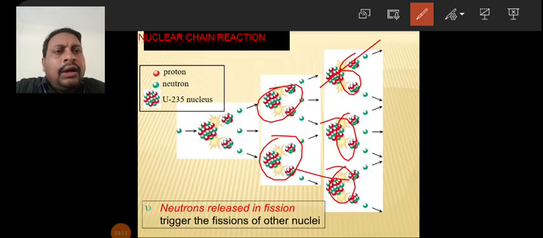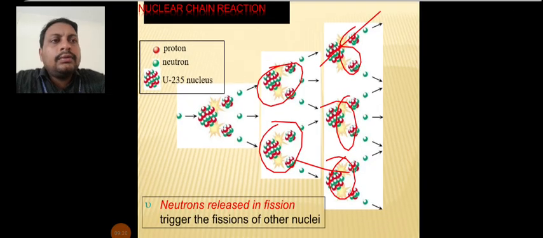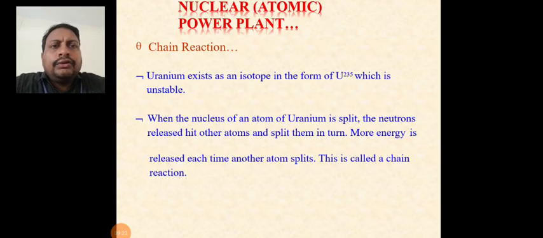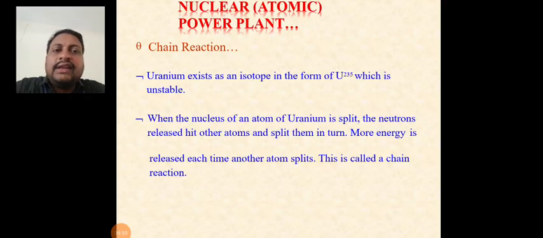Due to the collision and the bombarding, a large amount of heat is generated in the nuclear reactor. In the nuclear reaction, uranium exists as the isotope U-235, which is unstable. When the nucleus of a uranium atom is split, the neutrons released hit other atoms and split them in turn, so more energy is released. Large amount of heat is developed here. More energy is released each time another atom splits. This is called a chain reaction.